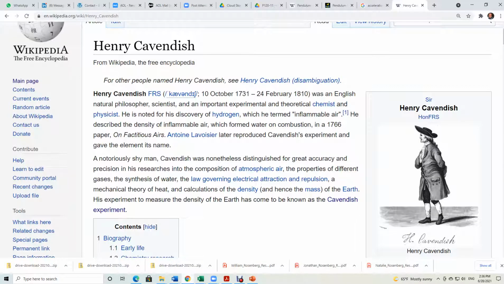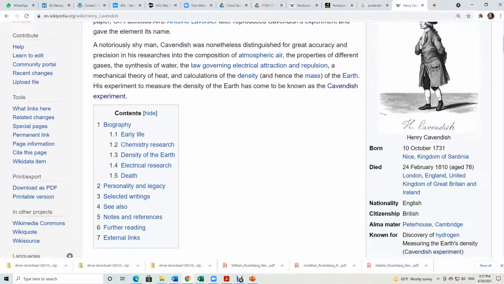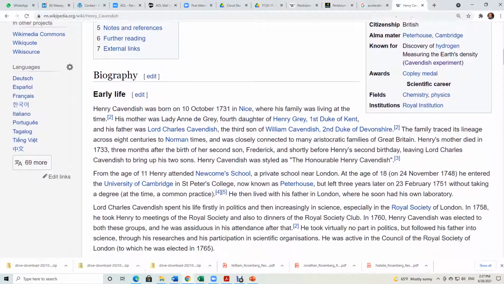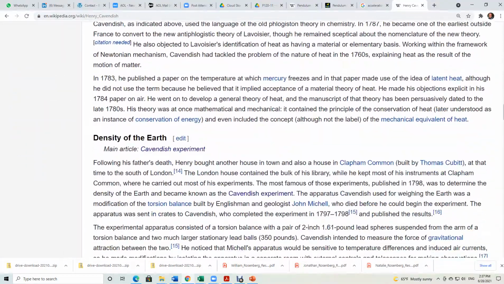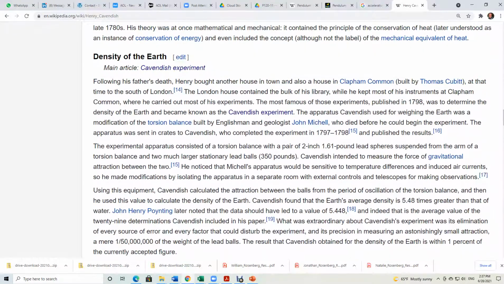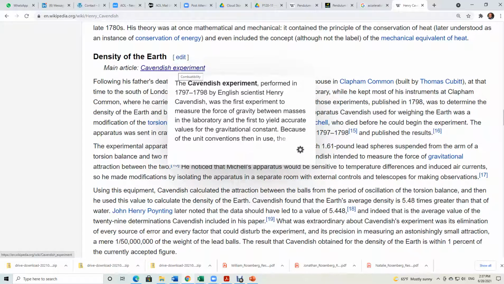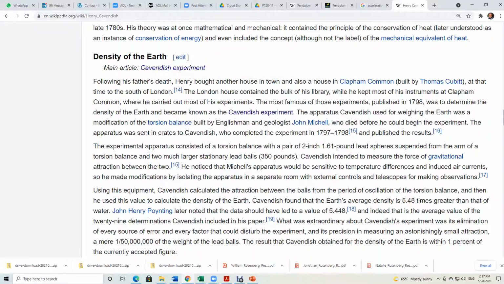So comes into play Henry Cavendish. Okay, so here we go. Let me see. Density of the Earth. Okay, Cavendish experiment. Let's go there. In order to find out that value, big G, Cavendish has to do the experiment, and he called it the experiment of the density of the Earth.